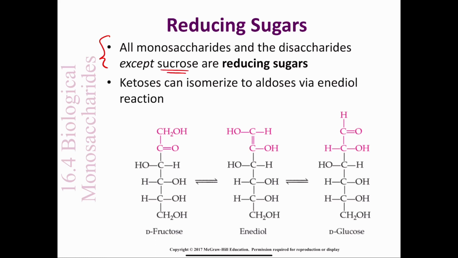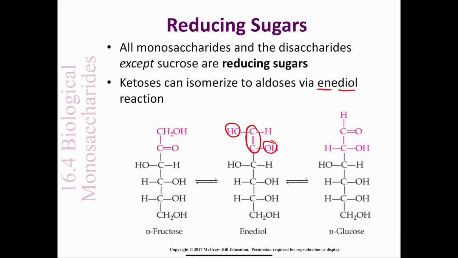Although ketones are generally not easily oxidized, ketoses are an exception to that rule. Because of the hydroxyl group on the carbon next to the carbonyl group, ketoses can be converted to aldoses under basic conditions via an ene-diol reaction. The name of the ene-diol reaction is derived from the structure of the intermediate through which the ketose is converted to an aldose. It has a double bond, ene, and 2 hydroxyl groups, and that's where diol comes from.